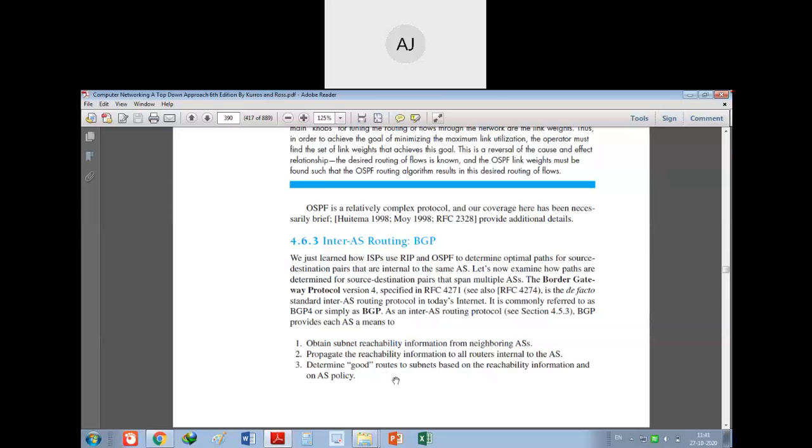Then the third one is to determine good routes to subnets based on the reachability information and AS policy. Along with that, which will be the best path? That is what OSPF does, the open shortest path. You have to reach the destination with the least cost, and that is also performed here. It will specify a good route to reach that destination according to the AS policy. So these are the three operations, and the same thing is explained in the next topic.